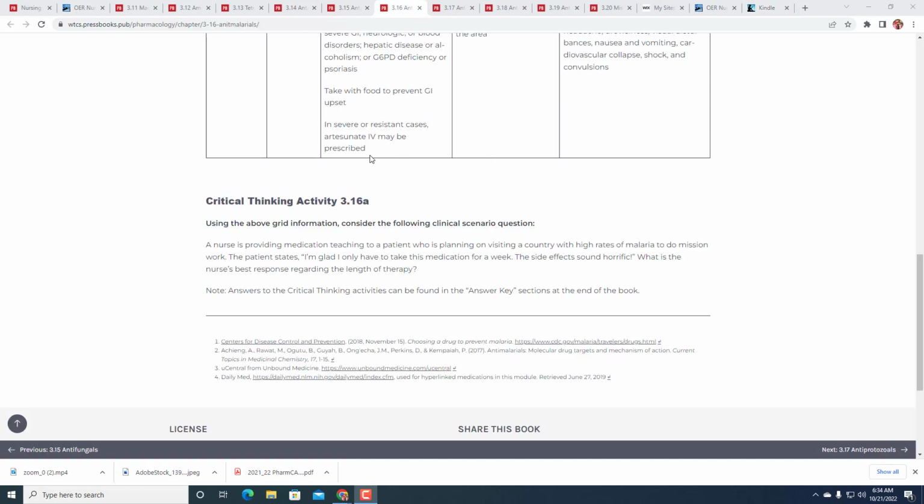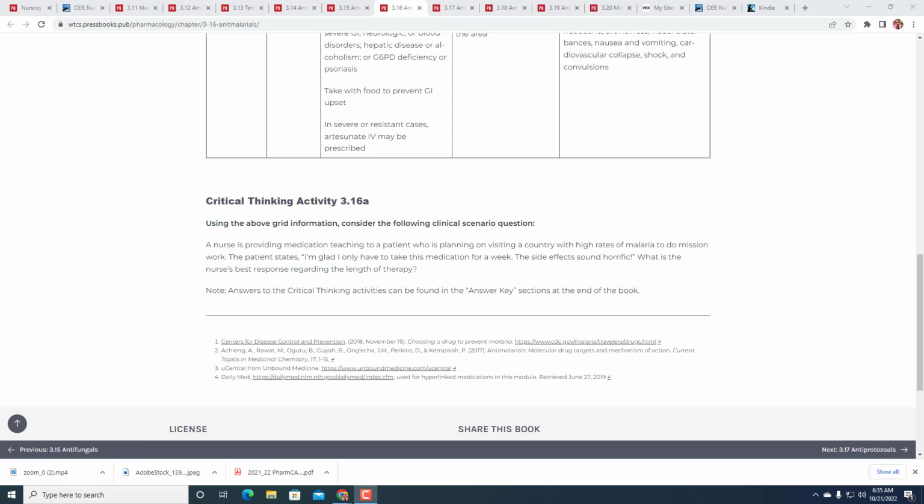Critical thinking activity, 3.16a. This is an antimalarial, and here is the case. A nurse is providing medication teaching to a patient who is planning on visiting a country with high rates of malaria to do mission work. The patient states, "I'm glad I only have to take this medication for a week. The side effects sound horrific." What is the nurse's best response regarding the length of therapy?